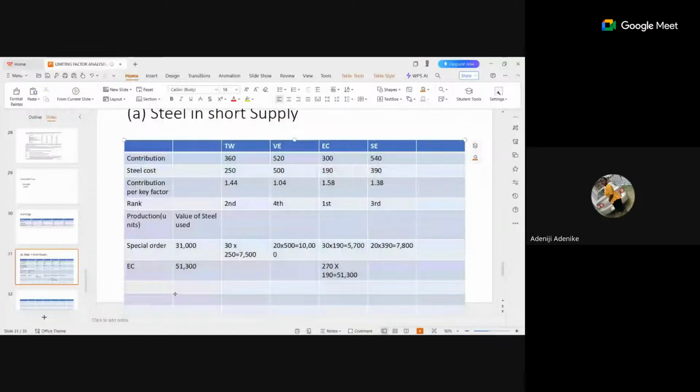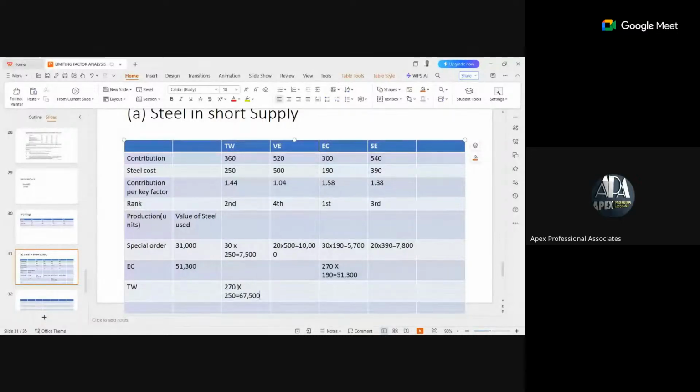Which is ranking next? TW. For TW, the overall is 300. We've allocated 30 to the special order. We are left with 270. 270 multiplied by 250. We have what? 67,500. Let's bring it here.